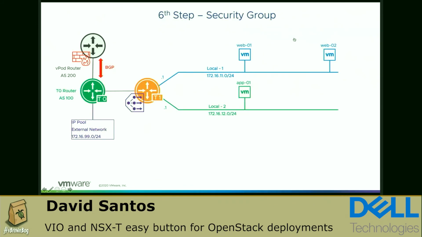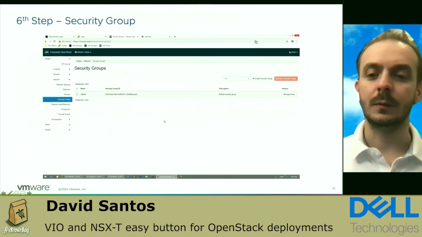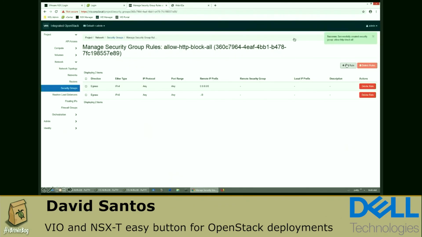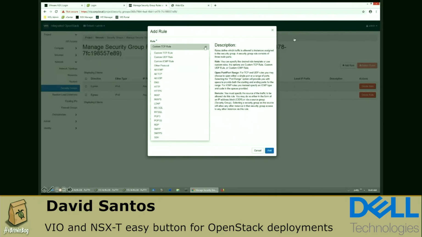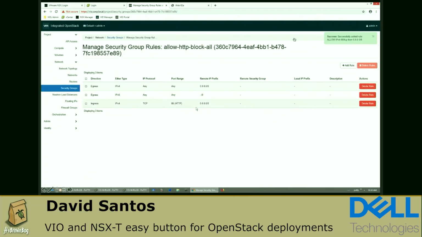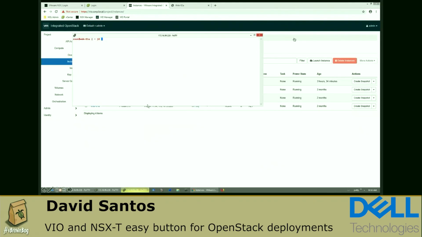The sixth and last step is the security group. The security group will be delivered by the NSX DFW. In this case, we're gonna create a new security group called allow HTTP and block everything else. It will allow external ingress traffic to HTTP, like to a web application, like Apache or Nginx. And I will associate that security group to my VIO2. My VIO2 is in the default security group now.